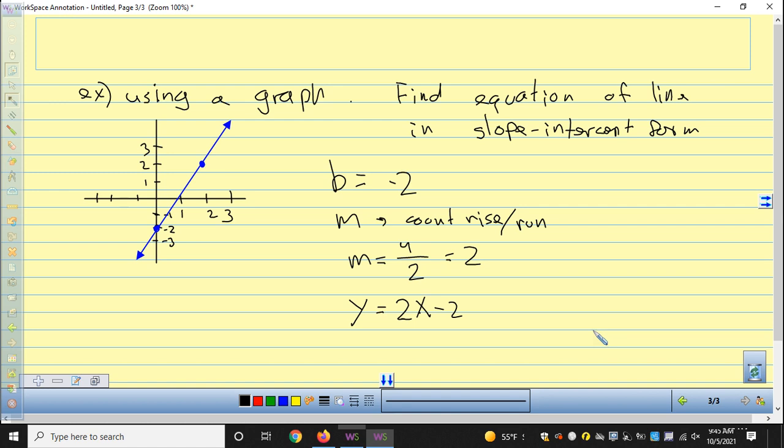So from a graph, I can find the y-intercept by looking at where my graph crosses the y-axis, and I can count rise over run to get my slope. And if I have to go downhill, if I have to go down to get to the next point, my rise is going to be negative. That's how I get a negative slope.